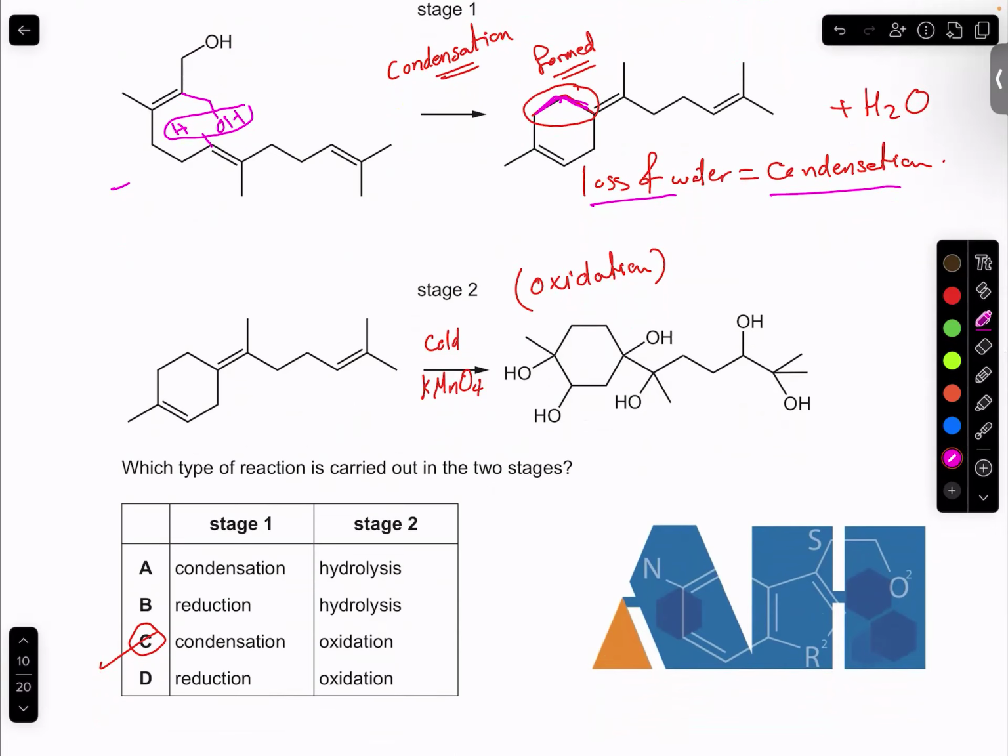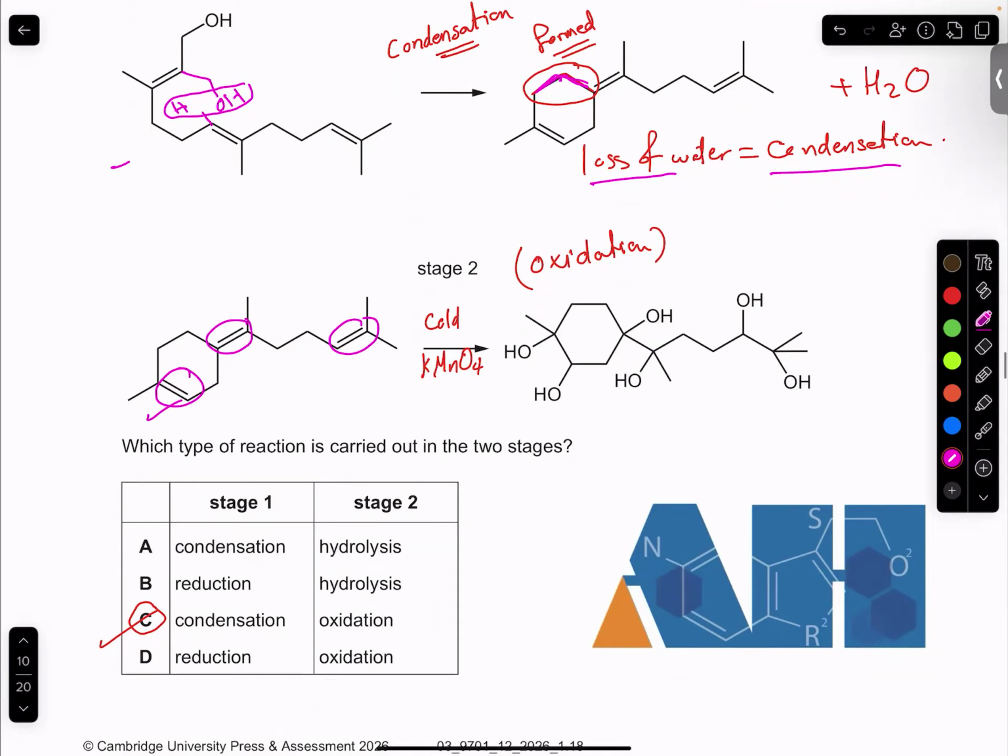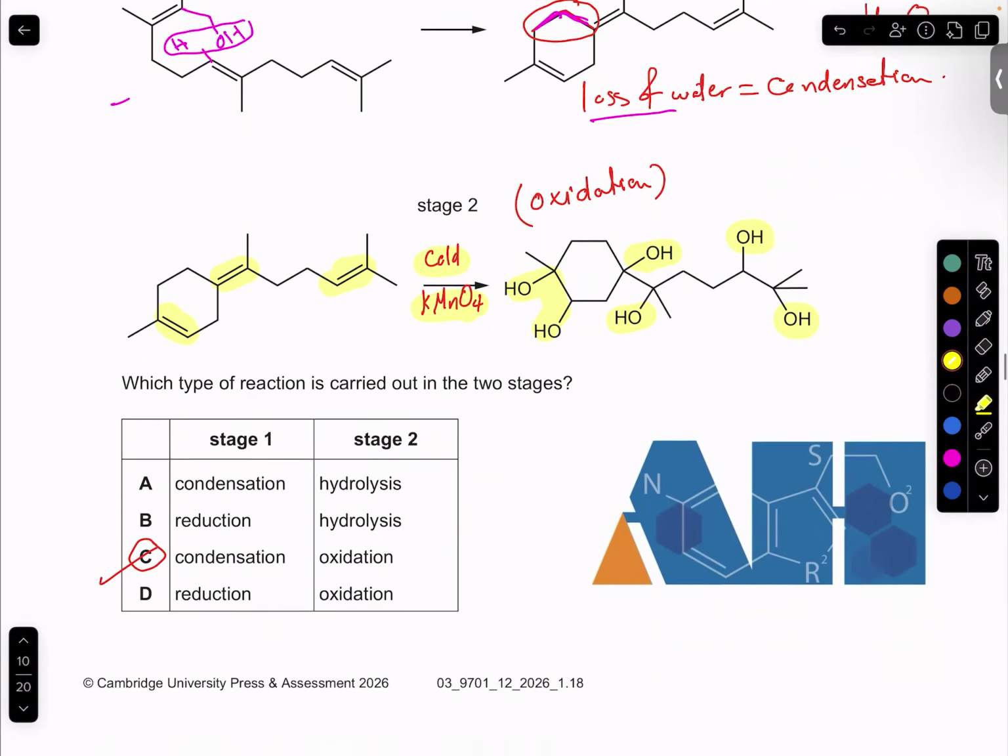And stage number 2, if you look at stage number 2, we have a double bond, a double bond, a double bond. Every double bond, the first one, this one, changed into 2 OH. This one changed into 2 OH, and this one as well changed into 2 OH. So this is an oxidation with mild conditions like cold KMnO4.